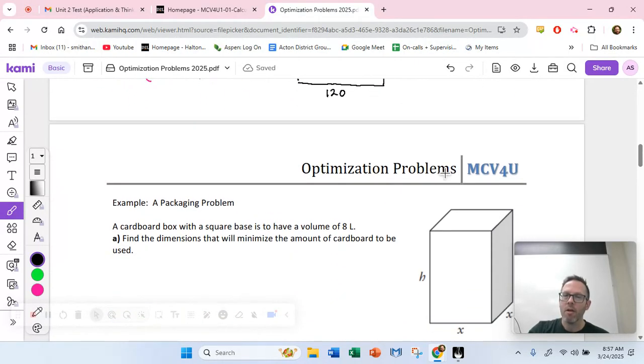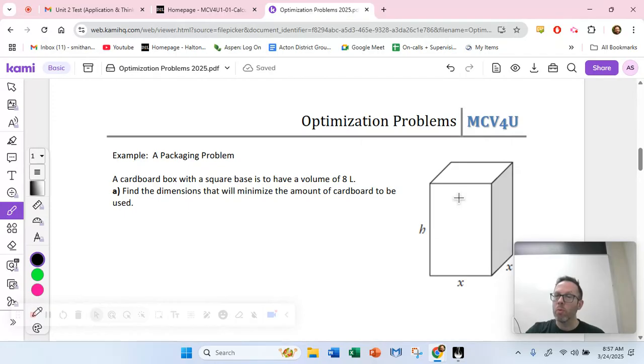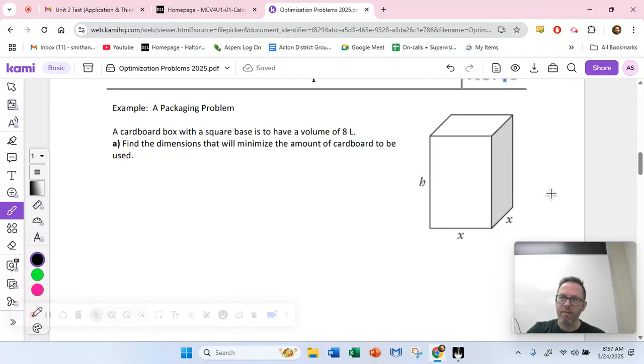Let's continue to a question where we will need our calculus techniques. So here we have a cardboard box with a square base, and for whatever reason, we're packaging some product in here that has a volume of 8 liters. And maybe this product is like something edible or a liquid, I don't know, so that we can make all kinds of different container sizes that will hold the 8 liters.